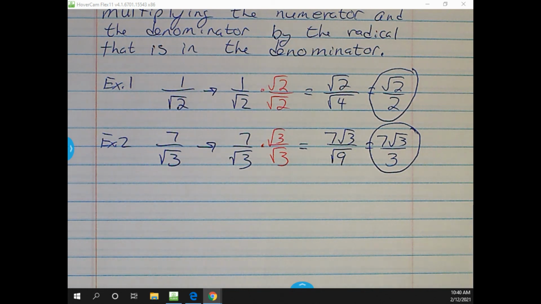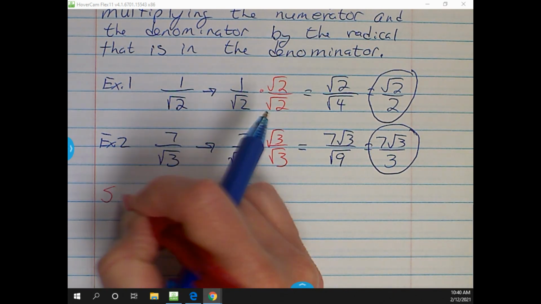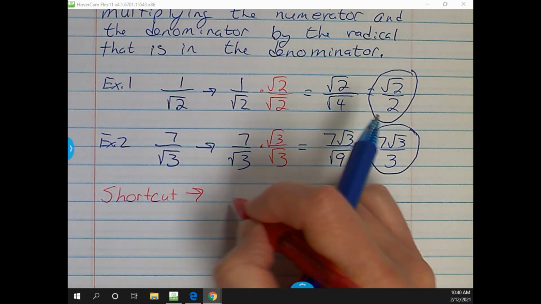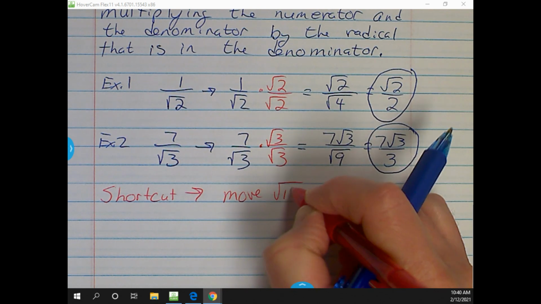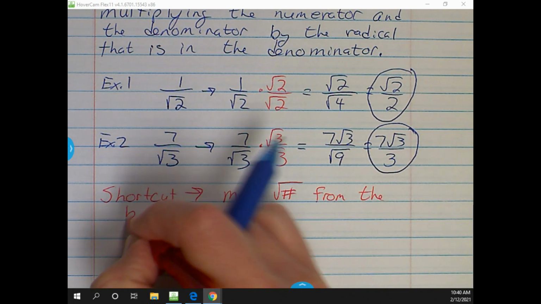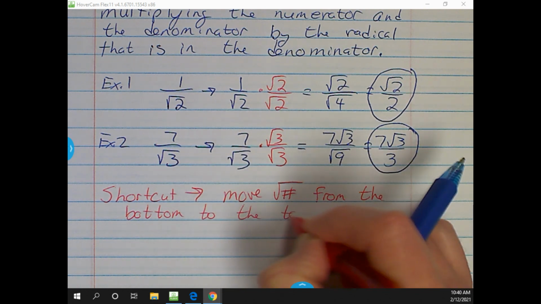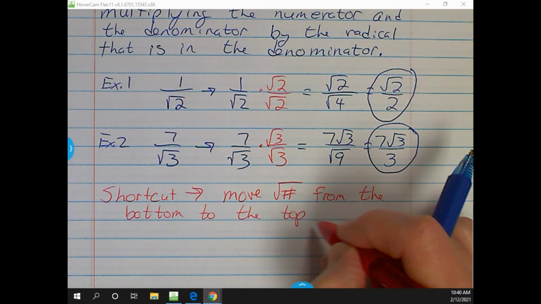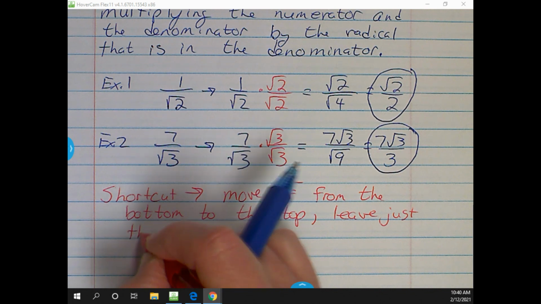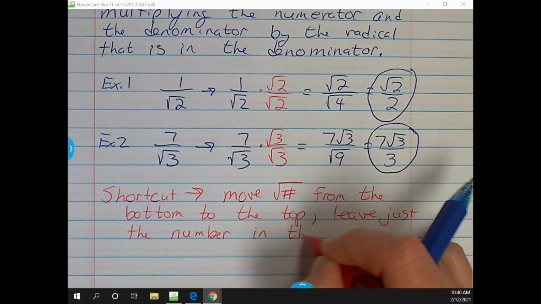All right, here's the shortcut. That's not really a long process, so it's not anything huge, but here's something that's even better. Here's the shortcut. You're going to move the square root of whatever the number is from the bottom to the top, and you leave just the number in the denominator.